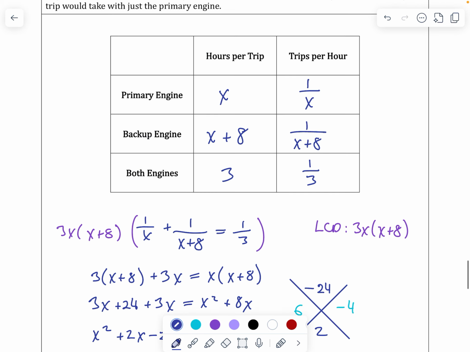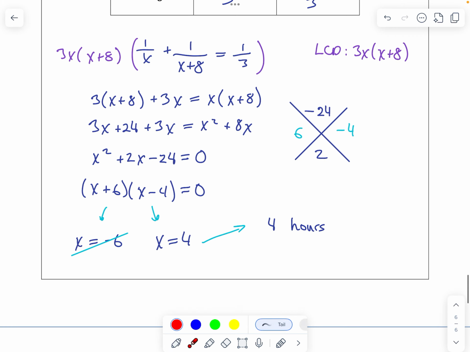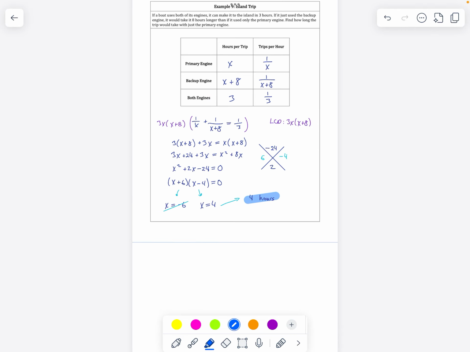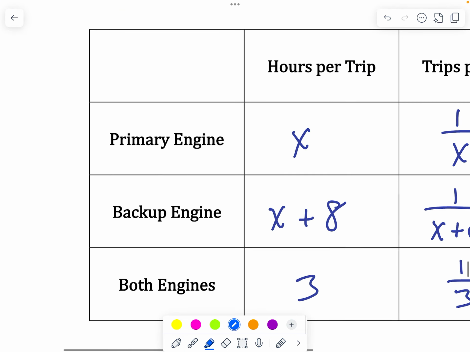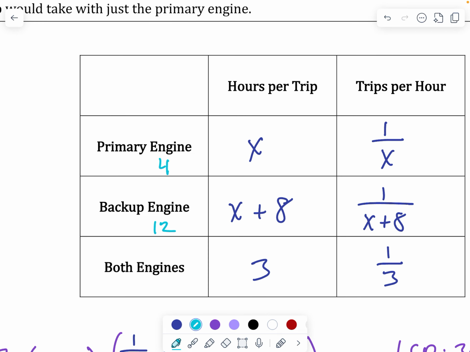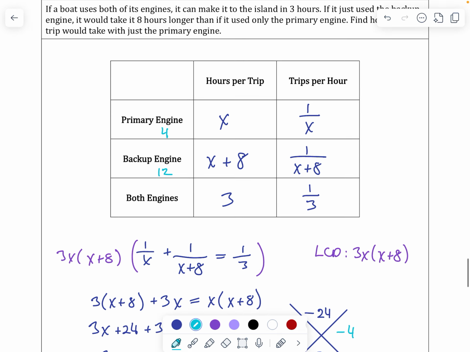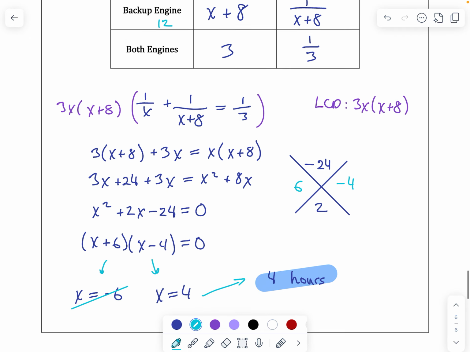How long would it take the primary engine to complete the trip? We let that be x, and we got that x equals 4. So, there you go. But just to bring it all home, the backup engine takes 8 hours longer. So the primary we just figured out takes 4 hours, which means the backup engine would take 12 hours. Which makes sense. It's the backup engine, it should take a lot longer. I don't know, that is a lot longer though. But anyways, you get the point.